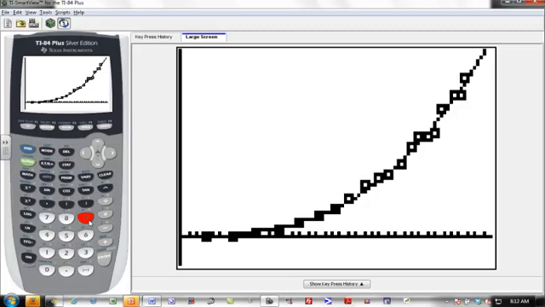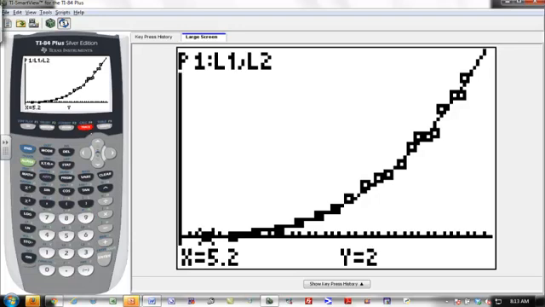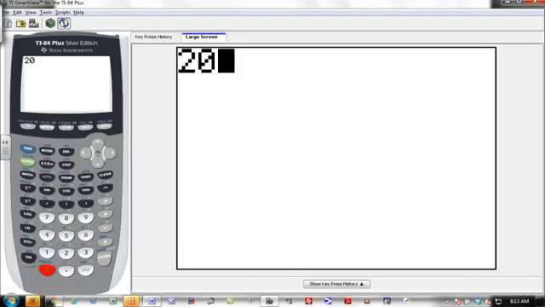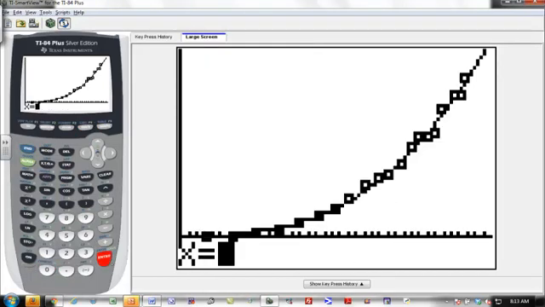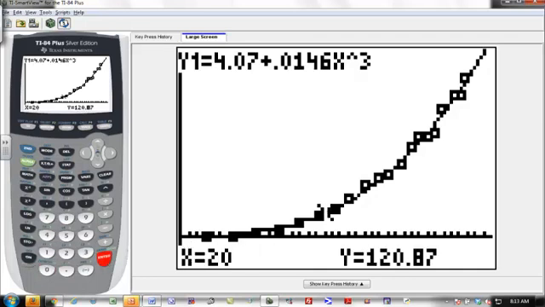Now I want to ask the question, how much should a 20 centimeter fish weigh? Plug it in. Okay, I could do this. Trace, and I could type in 20 for X. Second calc, value. There we go. I can type in 20, and I can go along that equation, and it says a 20 centimeter fish should weigh about 121 grams.